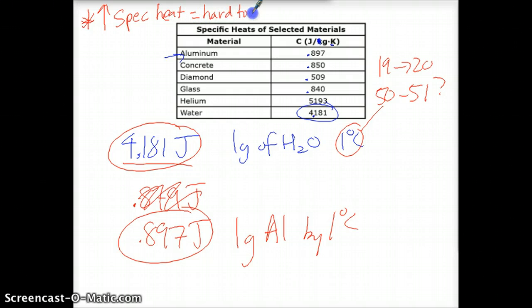Hard to change temp. However, compounds with low specific heats, it's easy to change their temperature. It does not take that much energy to change the compound's temperature if it has a lower specific heat. So for example, out of these substances given, diamond would have the lowest specific heat and would therefore be the easiest to change its temperature. It would take the least amount of energy, the least amount of heat to increase or decrease the temperature of diamond. So those are the type of qualitative relationships we need to know.